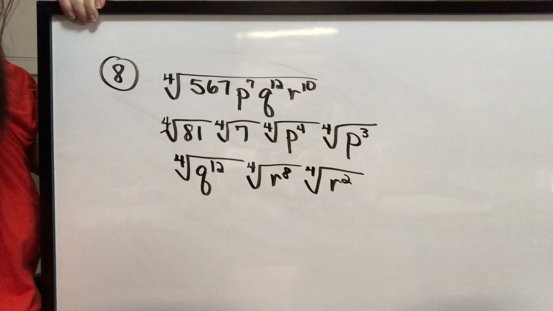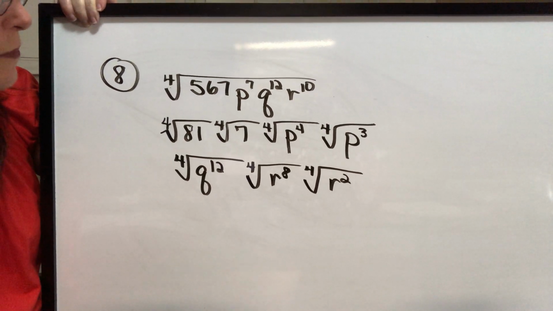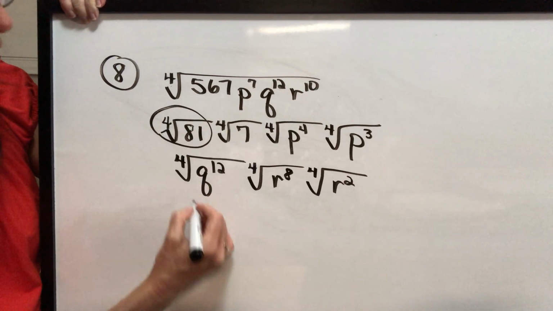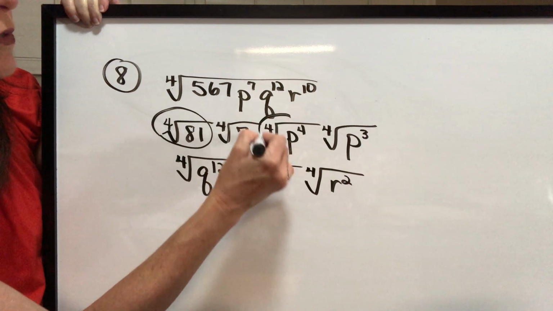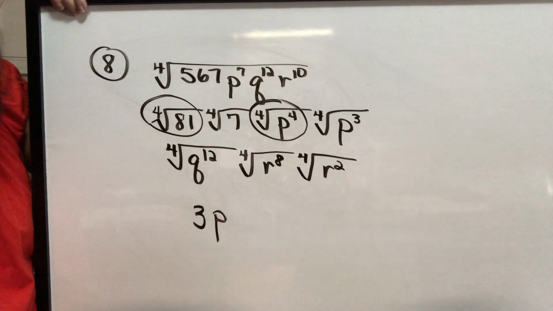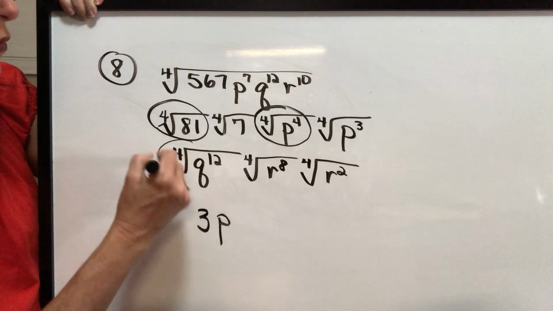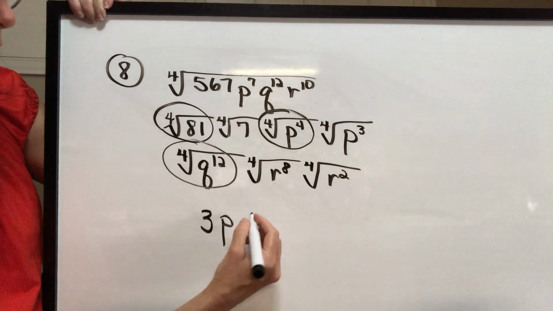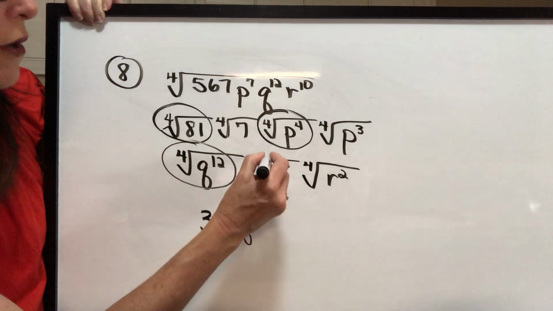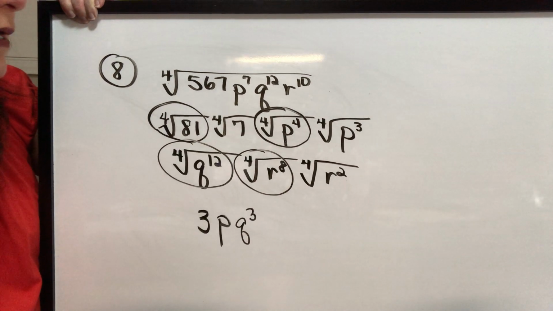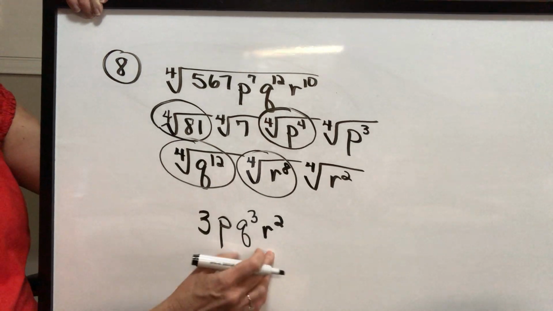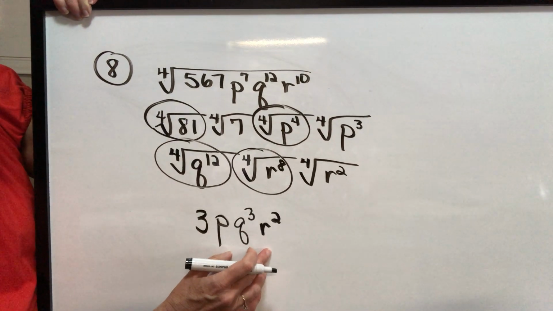Now we're ready to go back through, and anything that is perfect, you go through and simplify. So like for instance right here, the 4th root of 81 is 3. This one here is perfect because 4 is divisible by 4. So 4 divided by 4 is 1. You wouldn't need to write the 1, just put p. Q to the 12th, that one's perfect because 12 divided by 4 is 3. So put q cubed. And r to the 8th is divisible by 4, so that's a perfect one. So 8 divided by 4 would be 2. So all of those would be the perfect roots simplified.